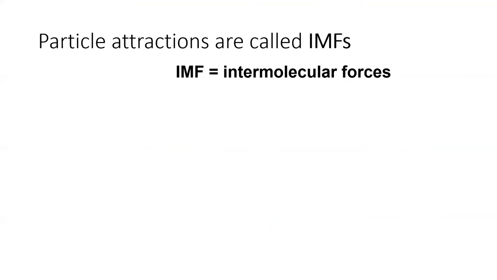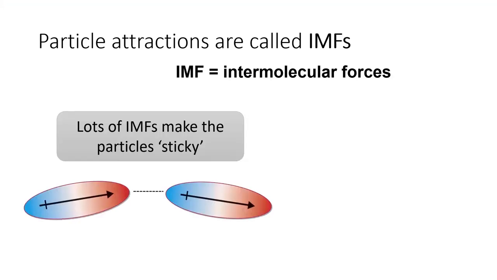In this chapter, we'll explore the different types of particle attractions, which chemists call IMFs, or intermolecular forces. When particles have lots of strong IMFs, such as for polar molecules, they stick together and are more likely to be liquid or solid. Particles with few IMFs are more likely to be gases.